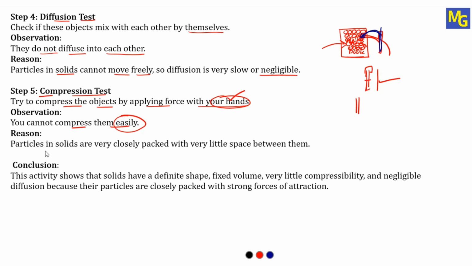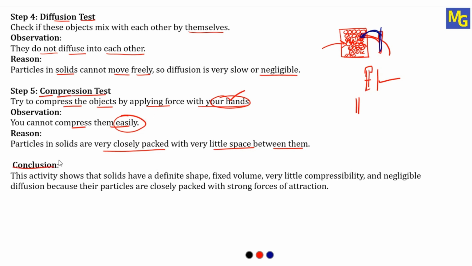What is the reason? Particles in a solid are very closely packed with very little space between them. As I told, there is no space between the particles which can be occupied if you press the object. If you press, all the particles should come close to each other and then they will change the shape. But here, there is no space between the particles. So even if you give a force, there is no space for those particles to come close to each other and change the shape. That's why we cannot compress solids.